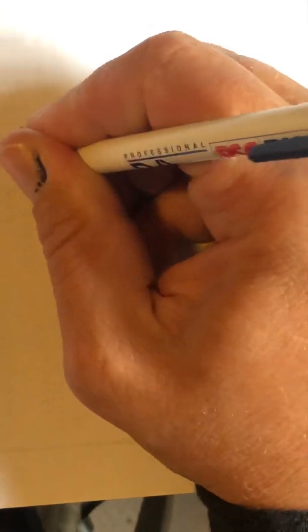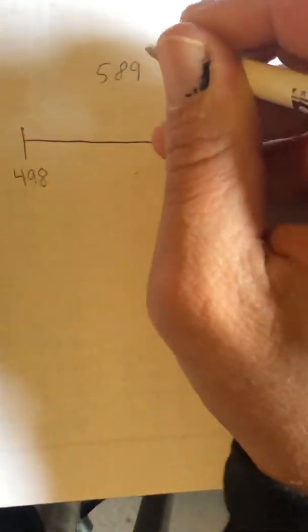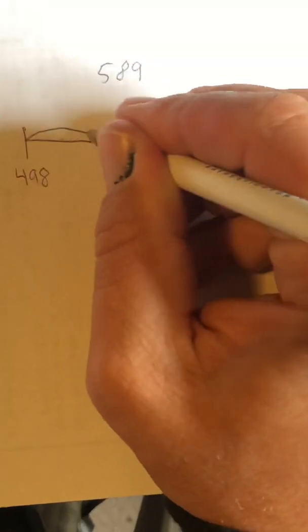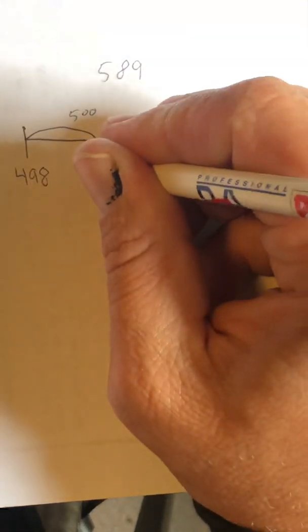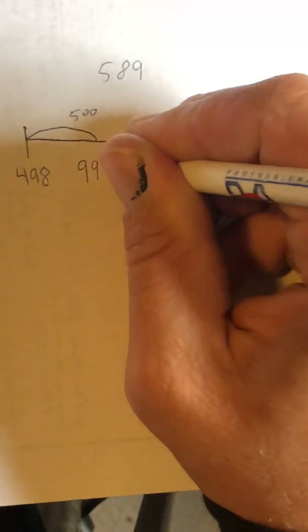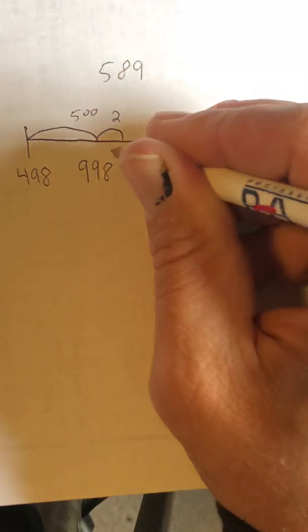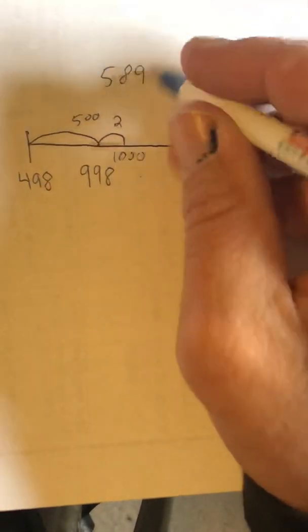Okay, we have 498 and we are adding 589. So let's see, we want to add numbers that we can easily do in our head. Friendly numbers, compatible numbers. I can add 500. 500 plus 498 is 998. Oh, why don't I add 2? If I add 2, that takes me to a nice number like 1,000. So I've added 502. I need to add 589.